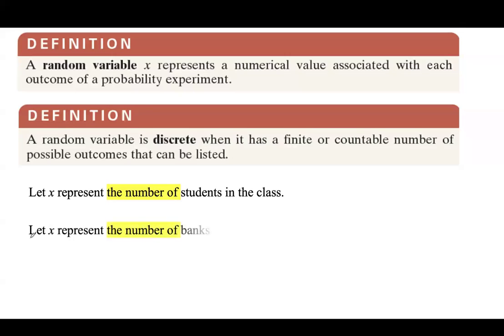Another example: x represents the number of banks in San Jose, California. "The number of" means that we can count them. How many banks are in San Jose, California?